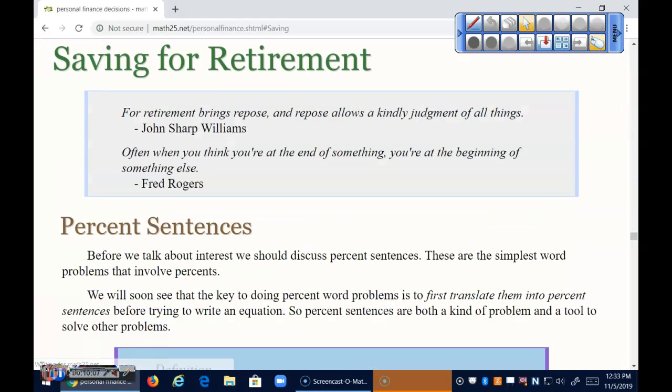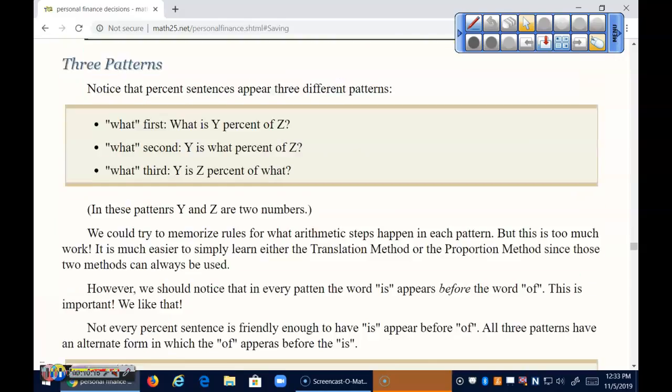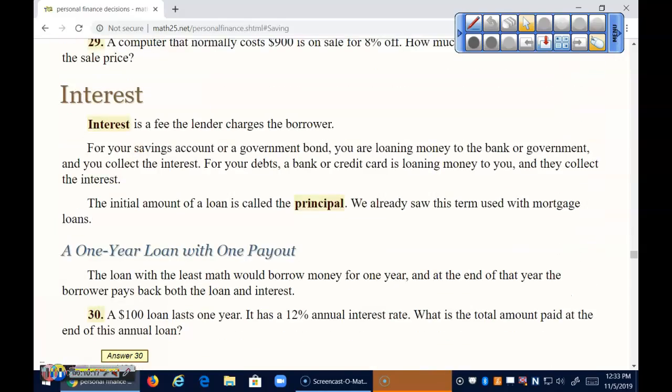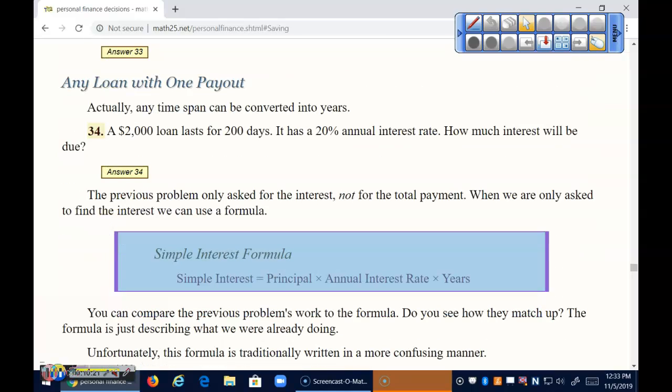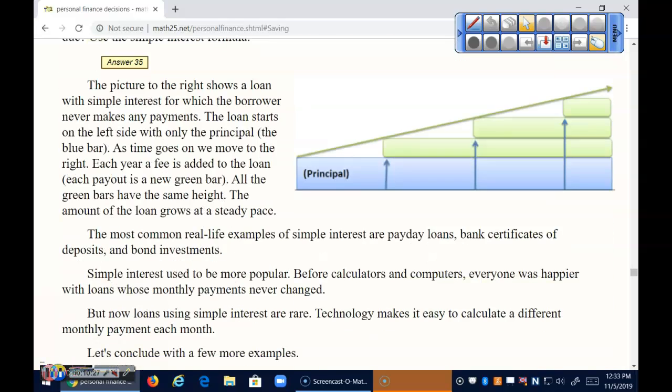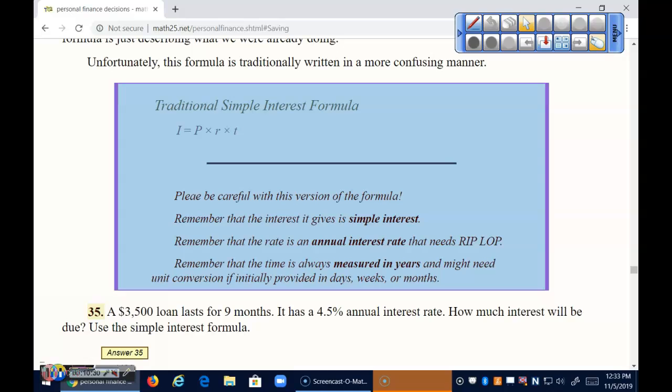So, saving for retirement, we did 2 parts already thoroughly. We talked about the percent sentences. And then we talked about what interest was and simple interest. And I can do more of these if you want, but I'm not sure that that's the best thing to do. Interest was principal times rate times time.